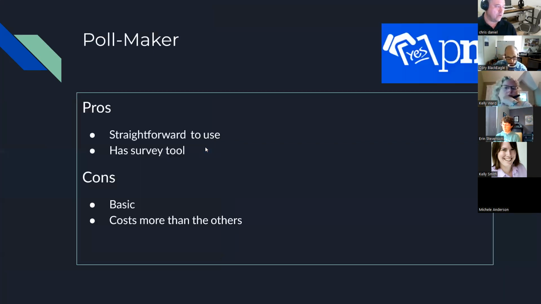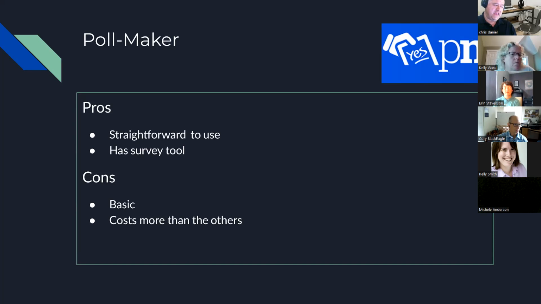So I'm going to start with PollMaker. PollMaker's really straightforward to use. I don't like easy versus hard because that's in the eye of the beholder. I tend to think about it in terms of the number of clicks I have to do, or things I have to think about when I'm trying to use a new piece of technology. It has a survey function I won't cover because this is about quick polling. The downside is it is fairly basic and it costs more per month than some of the other ones.